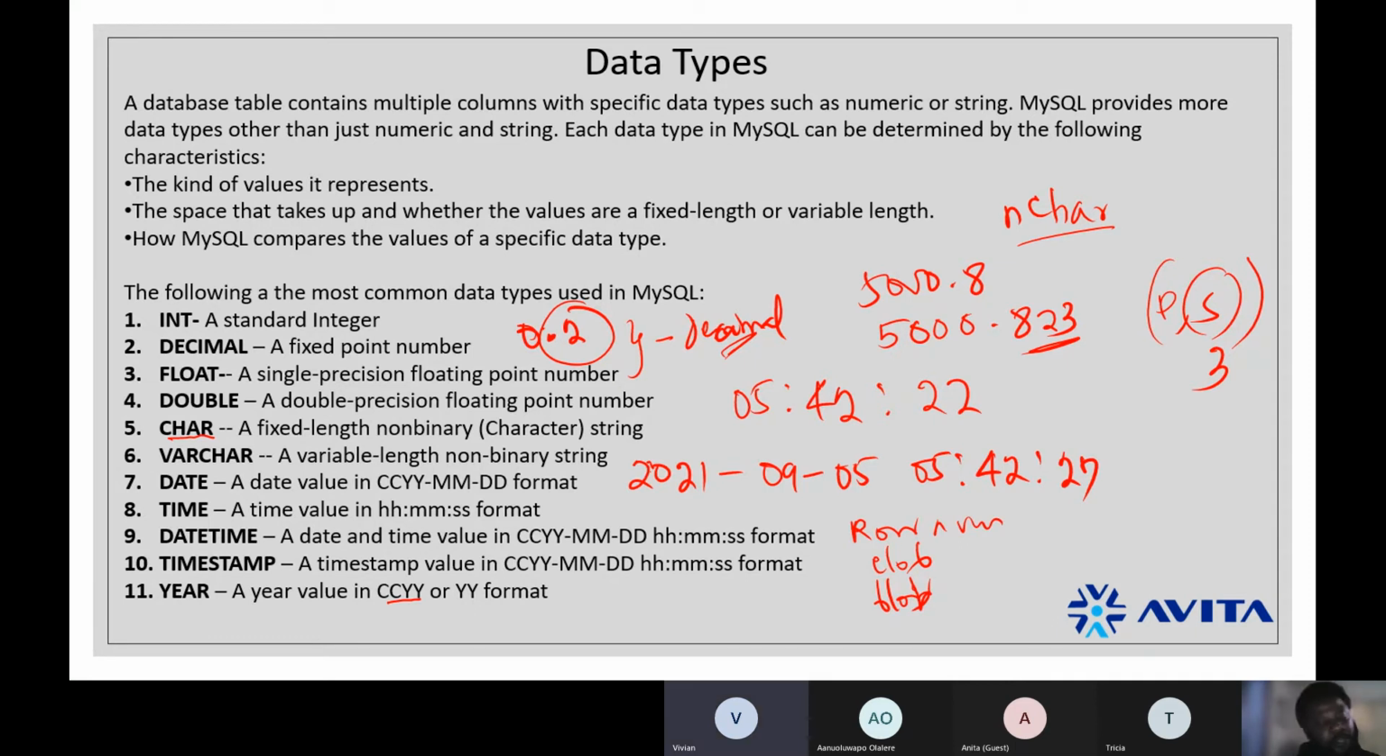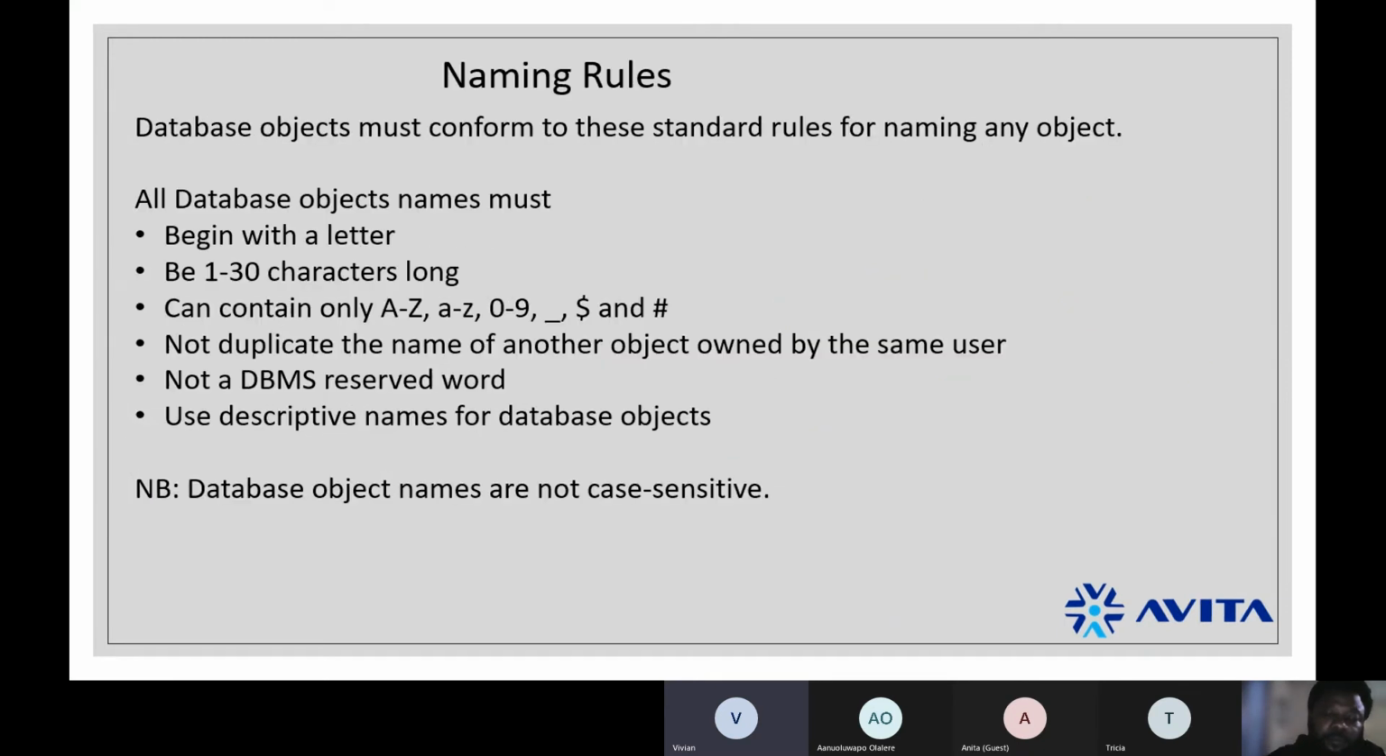I have a question. In the rule we saw previously, you said the characters should be from 1 to 30 long. How come for the varchar you said you can actually input up to 50? There was where you even put 50 when you were creating. Yeah, I understand you.